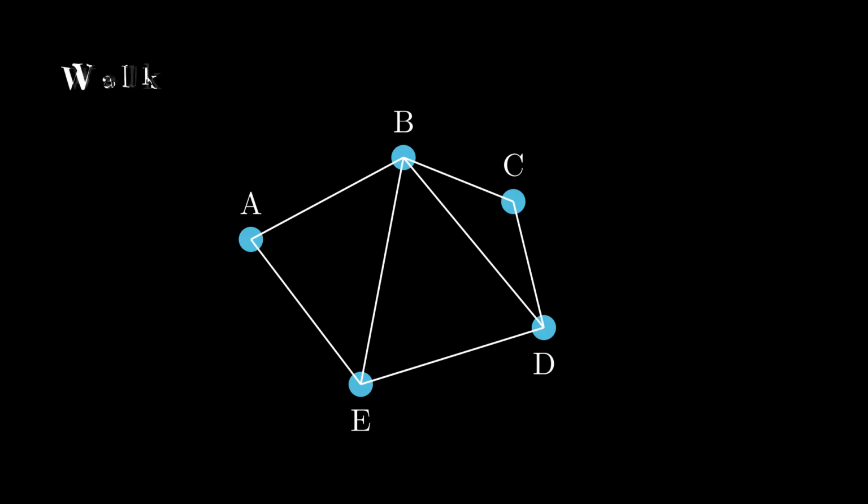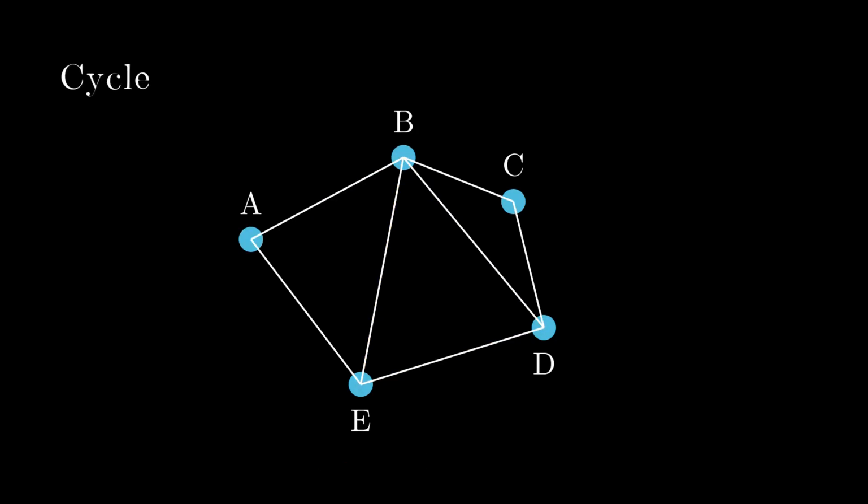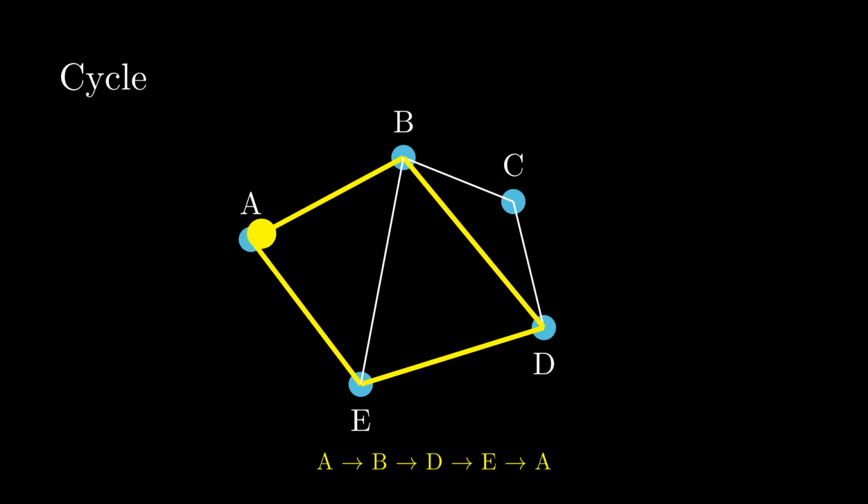There are several special types of walks. For example, if no edge is repeated during a walk, it is called a simple walk. Consider the walk A, B, E, D, B. This is a simple walk because no edge appears twice. If we can connect the vertices in a circle in a graph, then we are capable of a cycle walk. This is a walk where the starting point and end point are the same. Imagine that we follow the path A, B, D, E, A, and then start the same circle again.